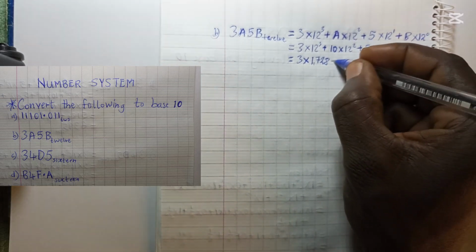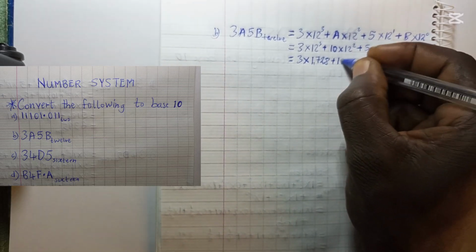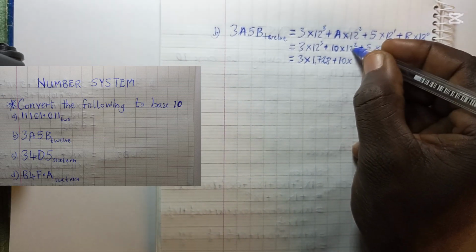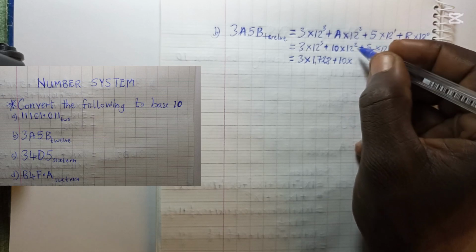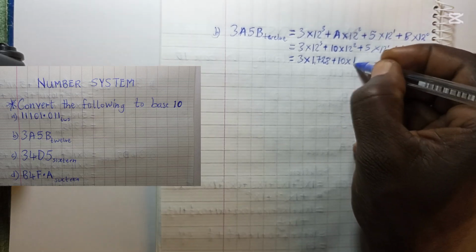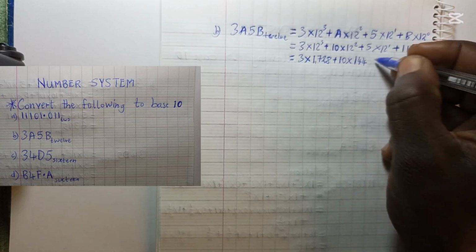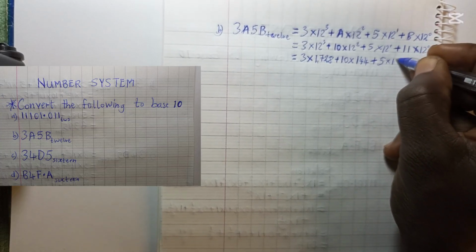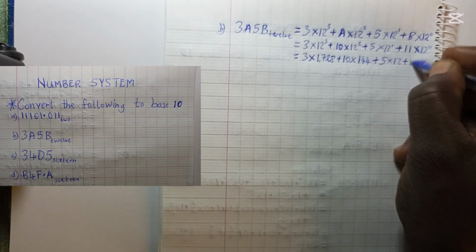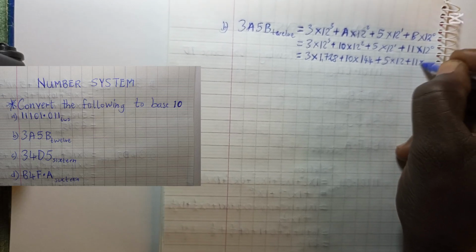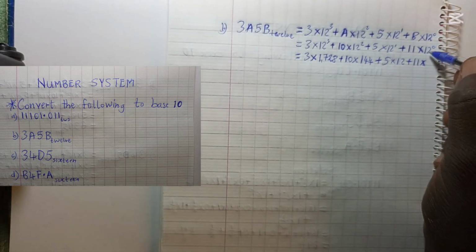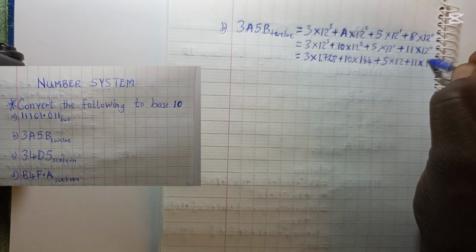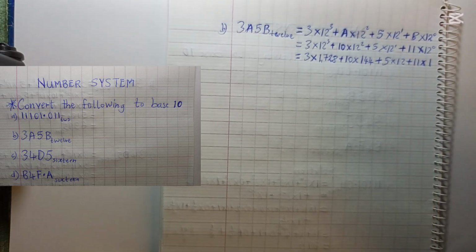1,728 plus 10 times 12 raised to power 2 will give us 144 plus 5 times 12 plus 11 times 12 raised to power 0 is 1. Any number raised to power 0 is 1.